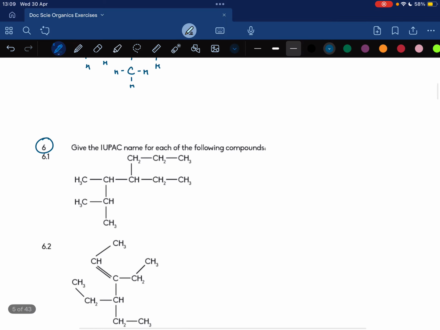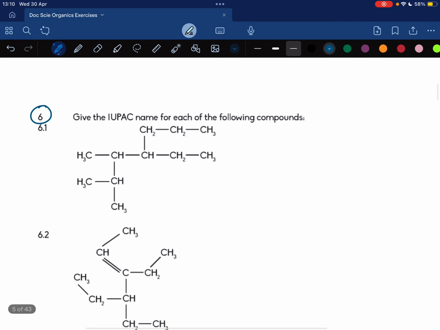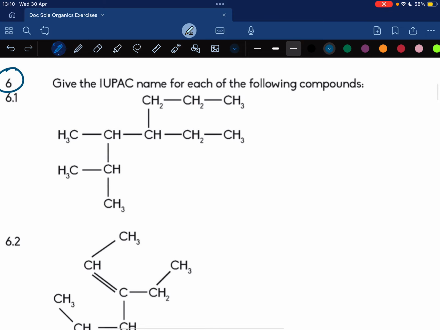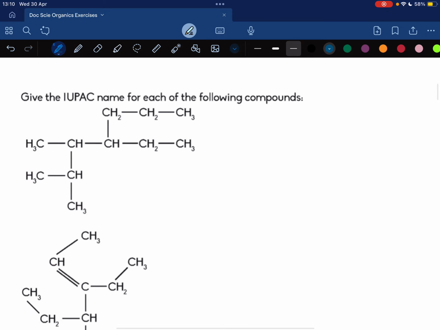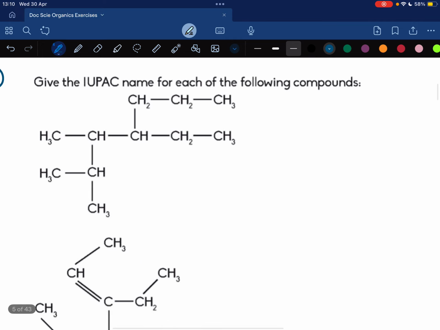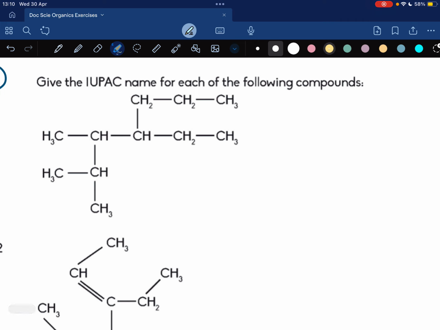Then if we look at number 6, number 6 says give the IUPAC name for each of the following. So for 6.1, first thing we need to be able to identify is that it is an alkane. Okay, so we can see that it's just single bond saturated hydrocarbon. So then we can name it accordingly. So what I would recommend that you do, if you struggle to see this, is to redraw this compound. Okay, if you really need to, you can redraw it. But yeah, then we'll continue.